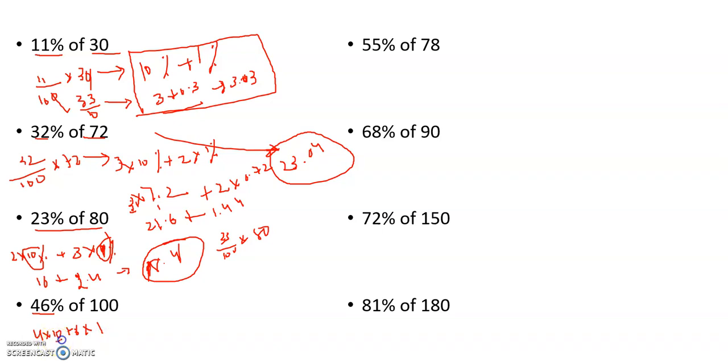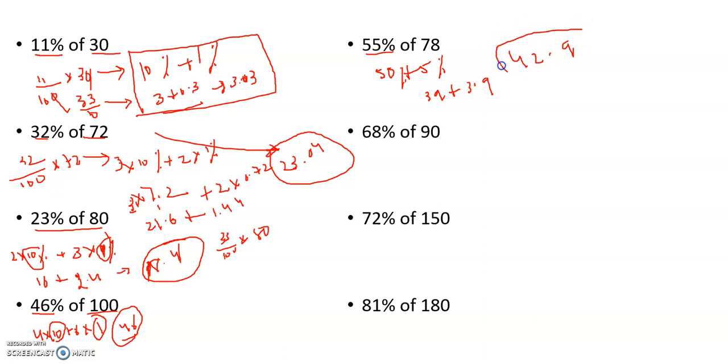See, for 46% of 100, I'll just write 4 into 10 plus 6 into 1. 10% of 100 is 10 and 1% of 100 is 1. 40 plus 6 is 46, the answer. For calculating 55% of 78, take 50% plus 5%. 50% is half of 78, which is 39, and 5% is 3.9. Adding those two, 42.9 is the answer.